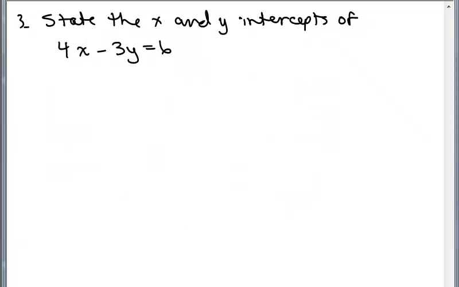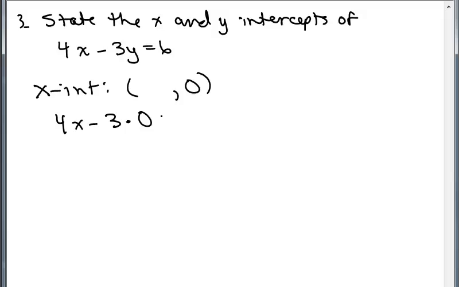All right, here's problem 3. State the x and y intercepts of 4x minus 3y equals 6. We did a problem like this in number 1 because that was the method I used for graphing. So to get the x-intercept, you always are going to put in 0 for y. So we take this equation and plug in 0 for y, and solve for x.